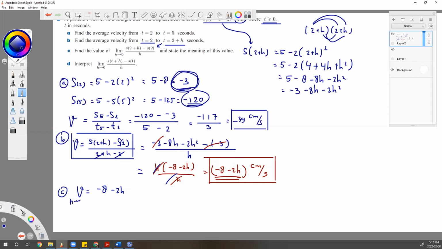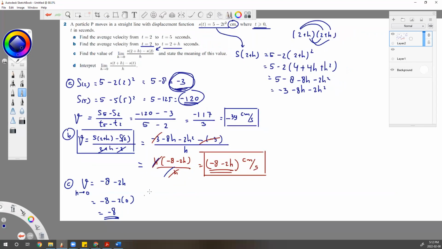And when H is near to 0, the answer is negative 8 minus 2 times 0, so it is negative 8. So when H equals almost 0, it means the instant speed at T equals 2. Okay, that's hard. I have a hard time having this kind of understanding.